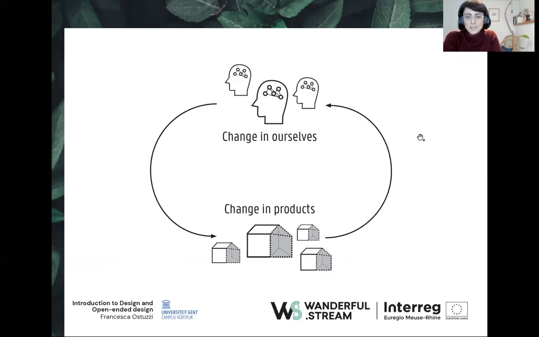Furthermore, this is not a solitary process. It's a process that I see as collective. So the more we design in new and different ways, the more we will change the people around us and society. Of course, this is a process that takes time, but it's a process that I'm confident will really happen.